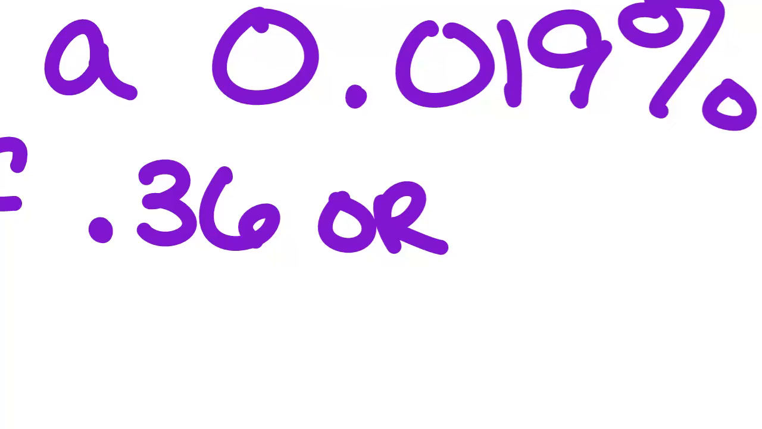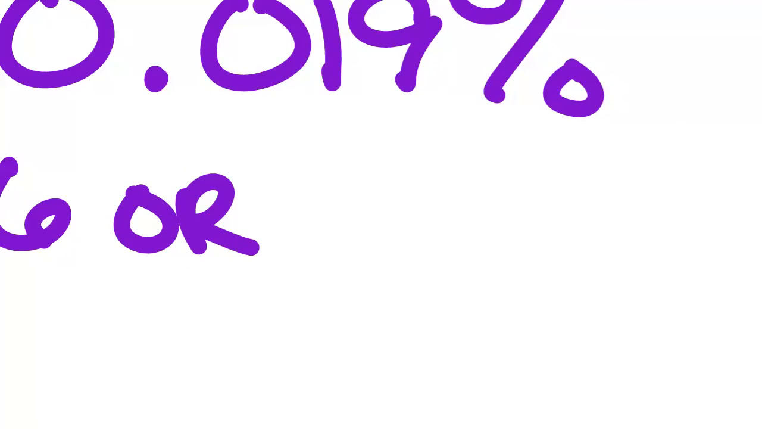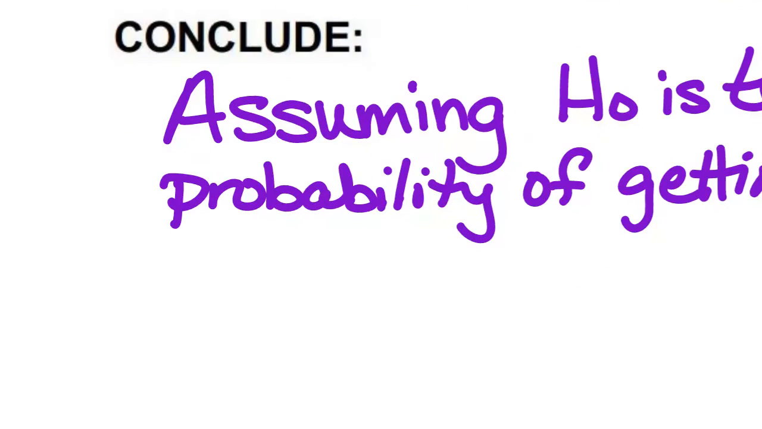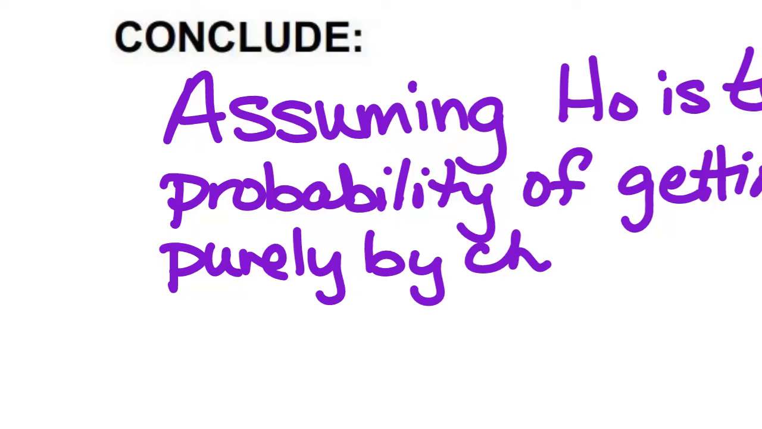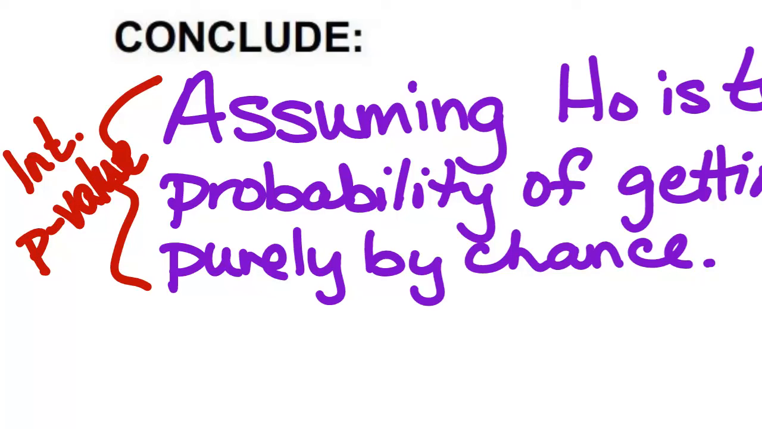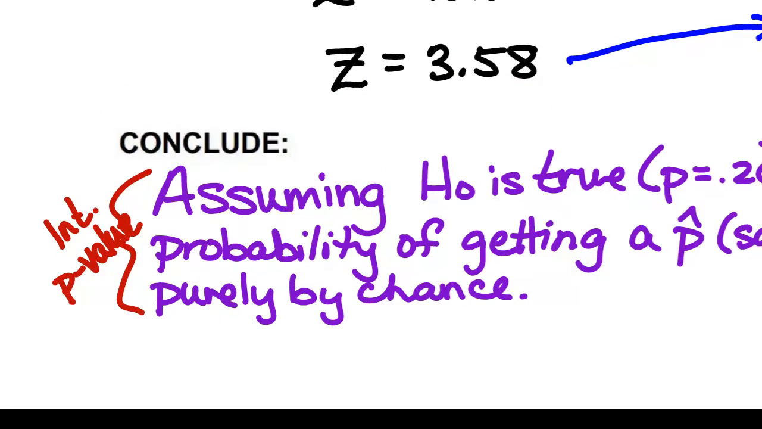What would the more extreme be? Less than or greater than? Or higher. So 0.36 or more, purely by chance. Kind of, yeah. We start off by interpreting that p-value. And then we make our decision here.